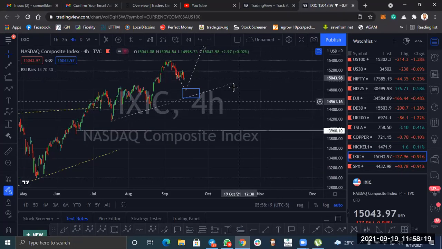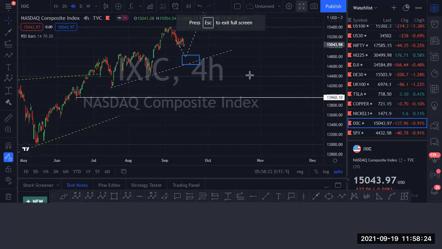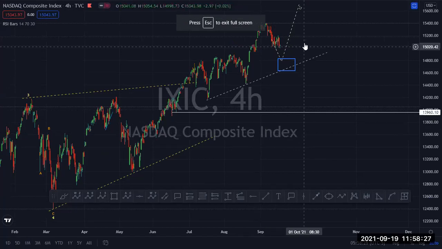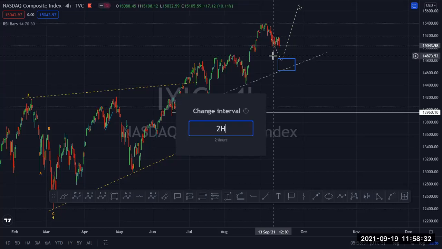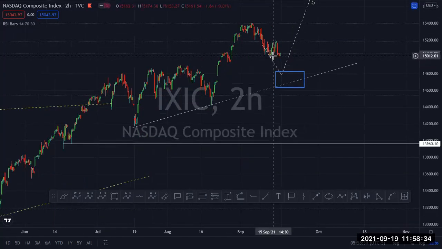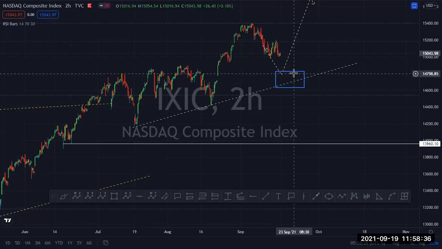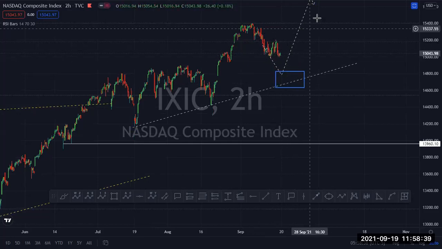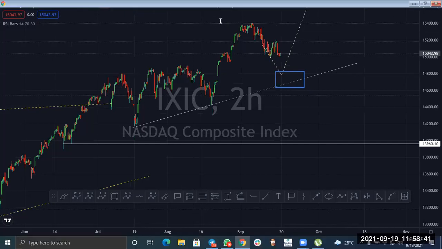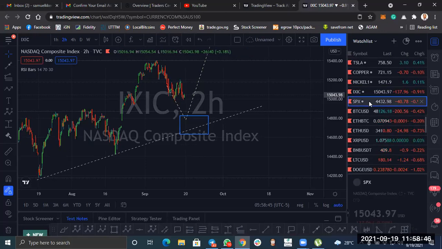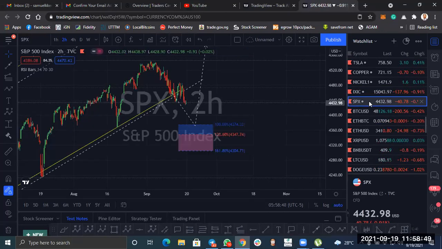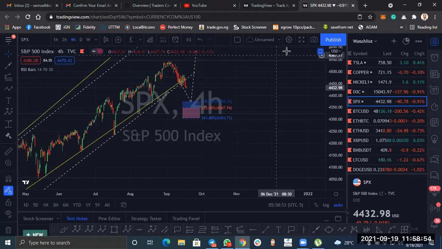NASDAQ composite, expecting it to drop further and go up. Just like other NASDAQ instruments, the further drop before going up. So no need saying about it again. S&P 500, no difference from other pairs. Dropping is what I think it should drop again.